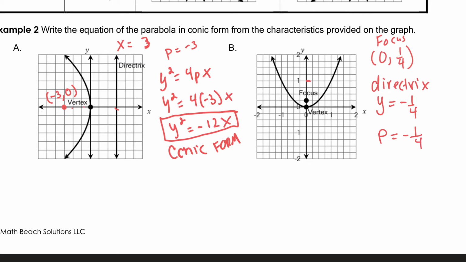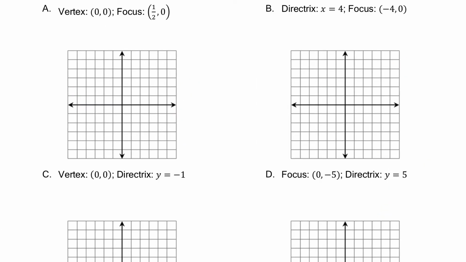So now if I have to find the formula for this, it's opening up, so it's going to be x squared equals 4 times p times y. So I have x squared equals 4 times 1 over 4 times y. So y equals x squared. So what we're doing here is a sketch, and we know that the vertex is 0, 0. And we know that the focus is 1/2, so it's right here, 1/2, 0.